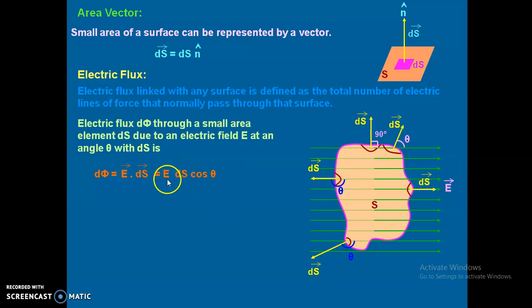Or you can understand in this manner: E cos theta into dS. Why E cos theta? Suppose electric field and dS both are acting in the same direction, so theta will be 0, so simply it will be E dS. But if theta is other than 0, we have to take the component, right? And suppose the electric field line and dS, or we can say the area vector, are aligned at an angle of 90 degrees. So what will happen?